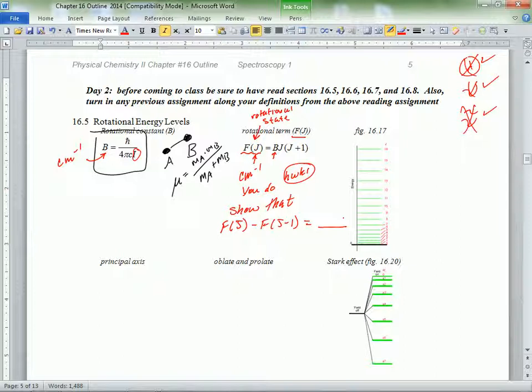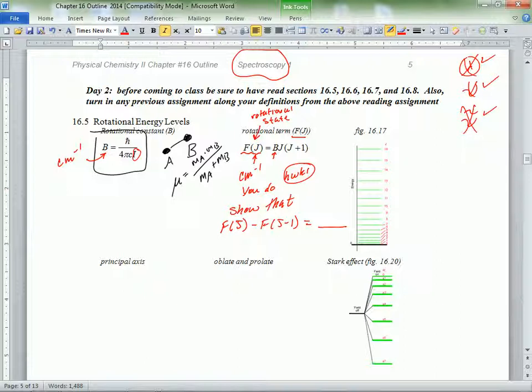Because this is all about spectroscopy, which is what? Light and matter, interaction between light and matter. So I think getting the difference between two energy states is key. That's spectroscopy. Okay, so I want you to find what f of j minus f of j minus 1 is.